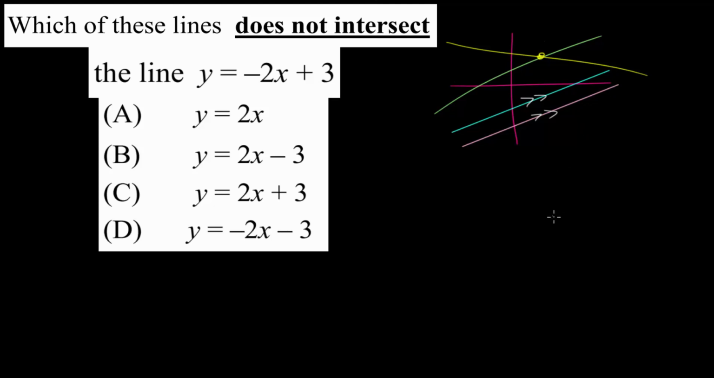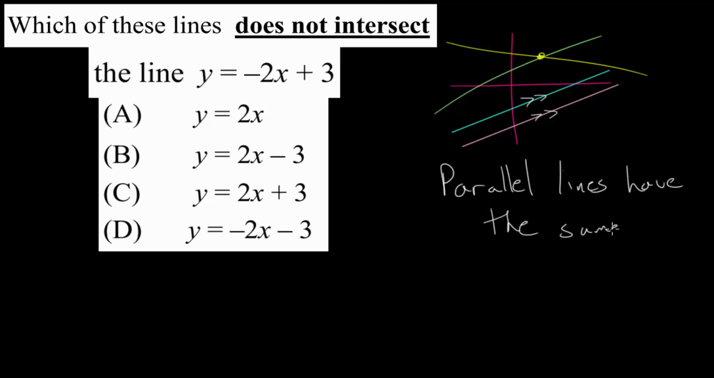So we need to ask, what is the key property of parallel lines? If we look at the steepness of these lines, or their slopes, we can say that they are equal. So parallel lines have the same slope. If we're looking for a line that does not intersect this line, we are looking for a line that has the exact same slope as this line.